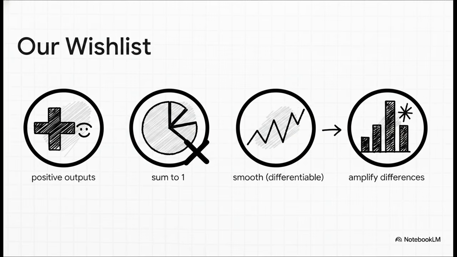That makes no sense. Second, they all need to add up to exactly 1 or 100%. Third, and this is super important for training the AI, the process has to be smooth, what we call differentiable, no sudden jumps. And lastly, we really wanted to emphasize the winner. We wanted to look at the scores and amplify the differences, making it obvious which one is the front runner.